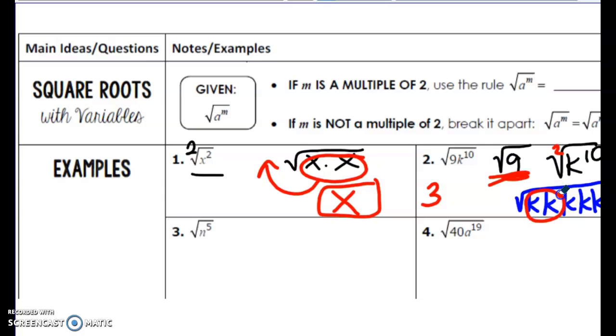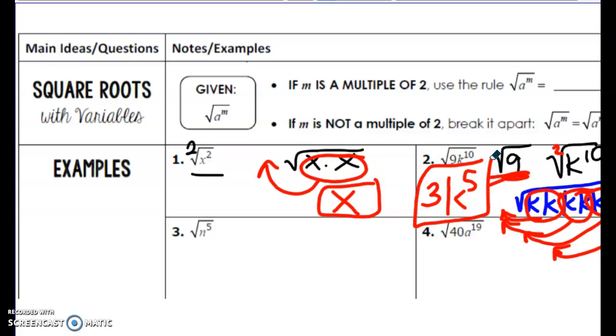So here's a pair of k's that pulls out. Another pair of k's that pulls out. Another pair. Another pair. And another pair. So how many pairs pulled out? Yeah, 5. So k to the 5th. Is anything left under the square root? Nope. So there's my solution.